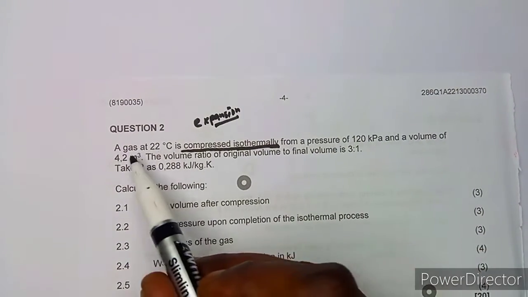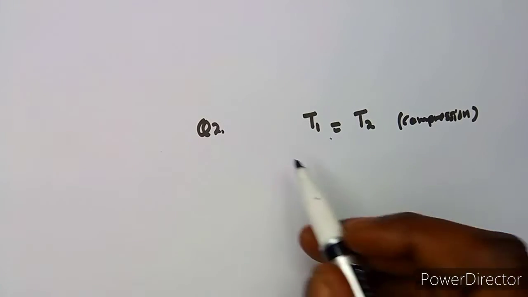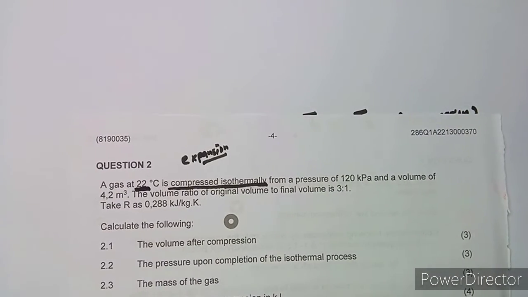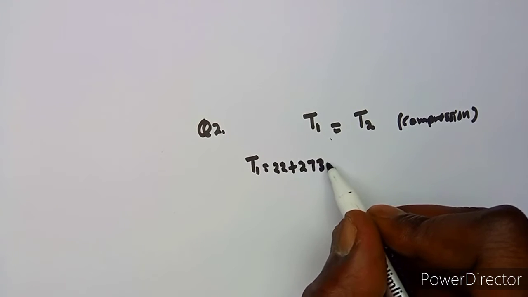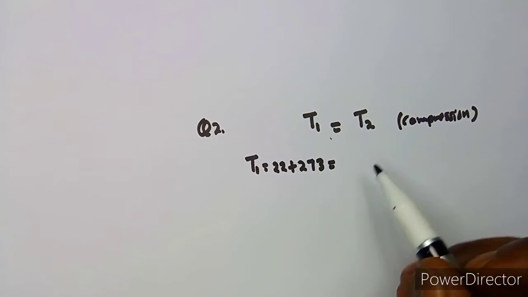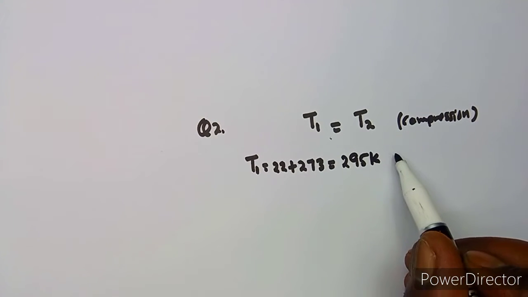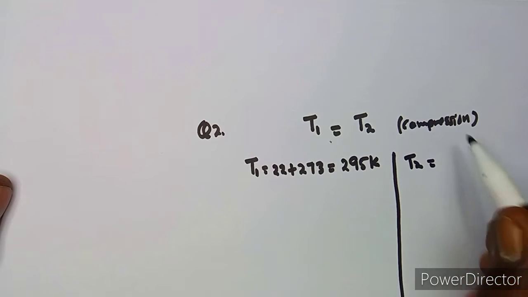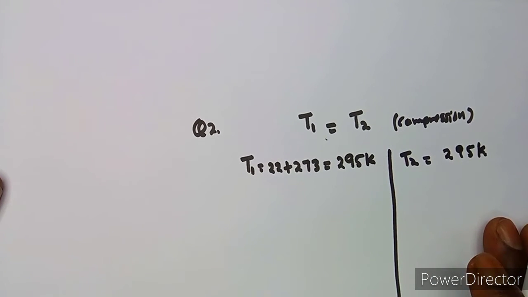Okay, so the initial temperature is T1. We say T1 and T2 are the same, so T1 in this case is given as 22 degrees Celsius. All you need is to add 273 so that it is in Kelvin. That's 295 Kelvin. But remember, this is isothermal and the two are the same. That means T2 is also equivalent to 295 Kelvin. That's our T2. All right, so that's what we had.